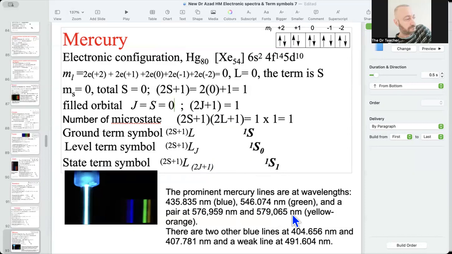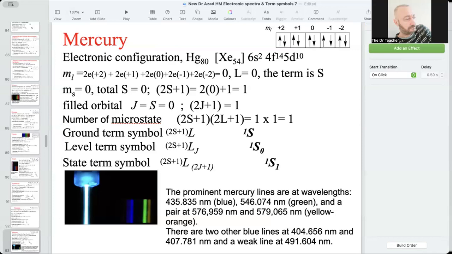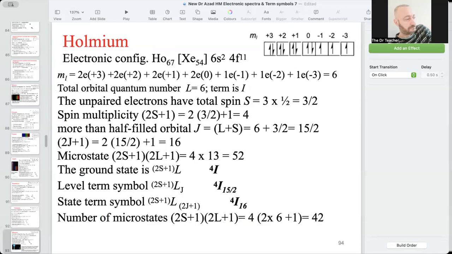The prominent mercury lines are at these wavelengths: these in blue and one in green, and a pair at this nanometer, this and this, yellow and orange. There are 2 other blue lines at this nanometer and this, and a weak line at 491 nanometer. So these are the spectrum for mercury, and we assigned all the values of the term symbols.